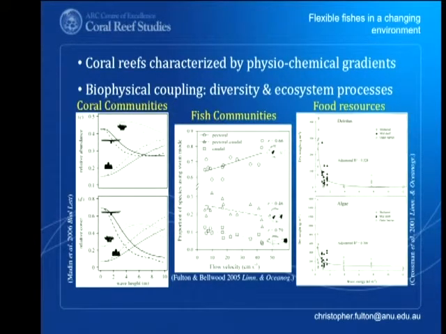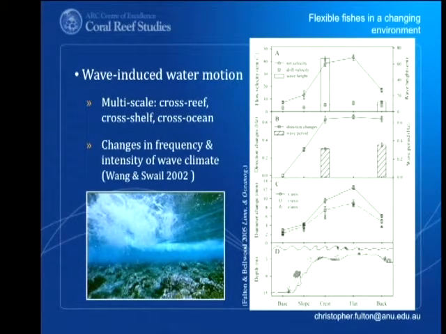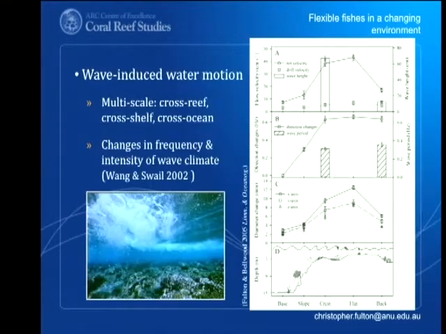Now the interesting thing for management is that we can use this process, this biophysical coupling, to develop environmental surrogates for predictive modelling and mapping, because we can't go and survey all of these processes in every single reef throughout the Great Barrier Reef, Ningaloo, or the world. What we can do, though, is use some of our remote sensing techniques to map these physical gradients and then, using these concepts of biophysical coupling, try and overlay that and make some more broader scale judgments about what lives where and where these processes are operating.